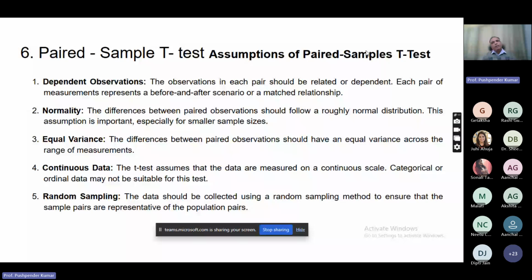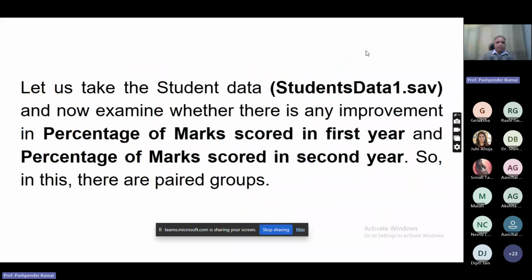And what are we capturing? Your intelligence, your learning. So what is the dependent variable? Learning or intelligence. You can select one. So one variable, but the factors would be before and after. Otherwise, the assumptions remain constant. So, percentage of marks scored in the first year and percentage of marks scored in the second year. What do you think?